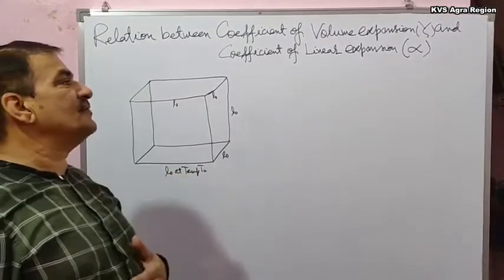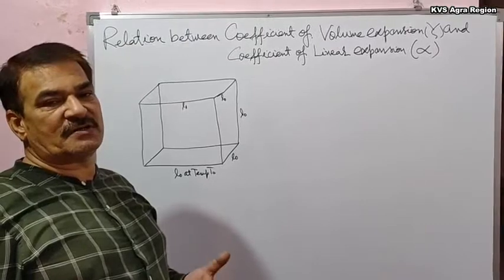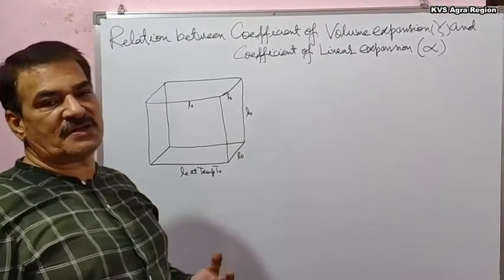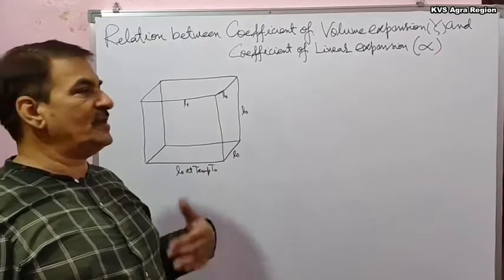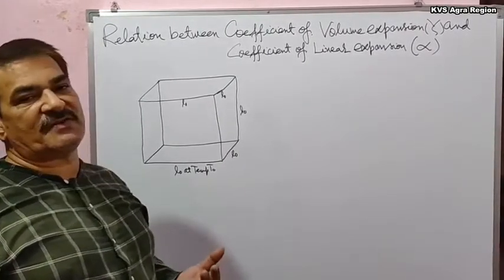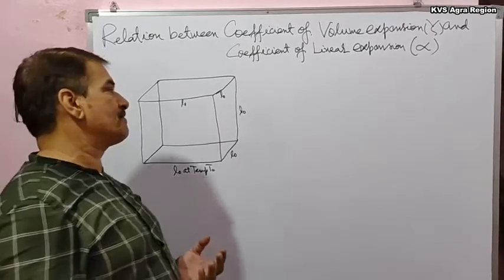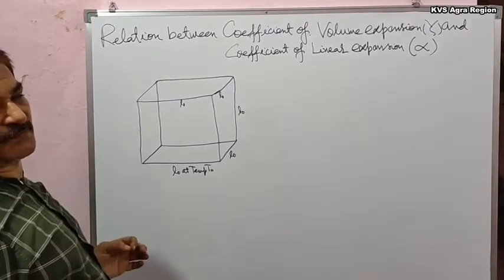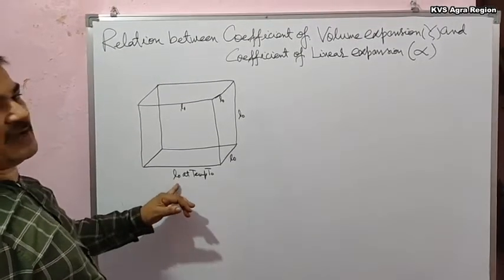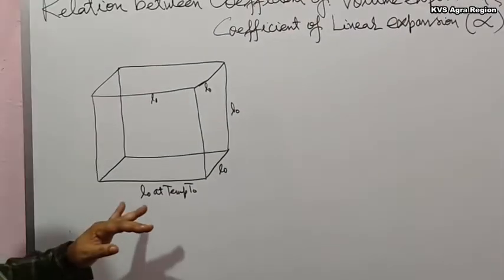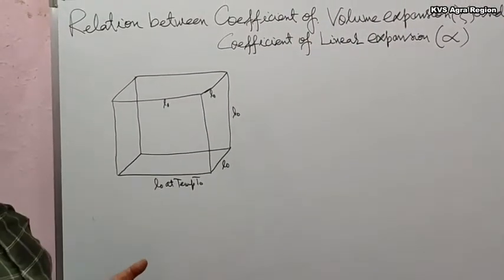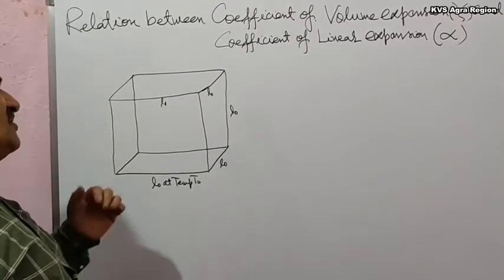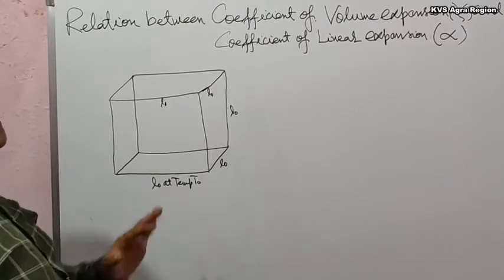Relation between coefficient of volume expansion gamma and coefficient of linear expansion alpha. So we are going to get a relation between gamma and alpha. Let us consider a cube of side L0 each. It's a cube, so all its sides will be equal: length, breadth and height. Let these sides be L0 at temperature T0.